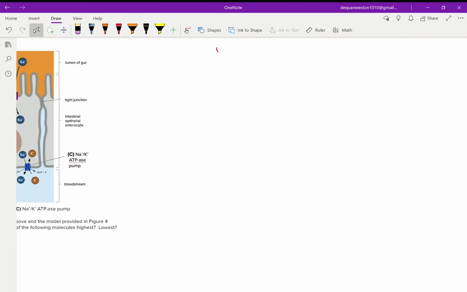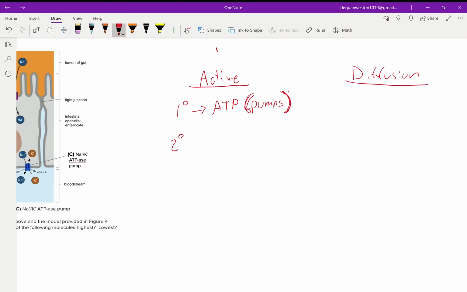So in transporters, we have active transportation, and then we have diffusion. In active transportation, we have primary and secondary. Your primary active transporters are going to be things that use ATP or maybe GTP, and a lot of the times they'll be called pumps.